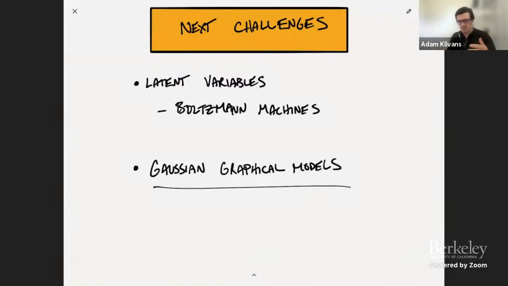Both are very interesting lines of research. Just in order to fit in with what I talked about in the first hour, I decided not to talk about Gaussian graphical models, but I would like to move in the direction of Boltzmann machines. So I'm going to spend the rest of the time talking about learning with latent variables. I think that it's a very important challenge.